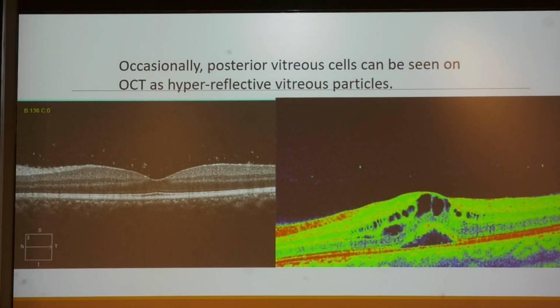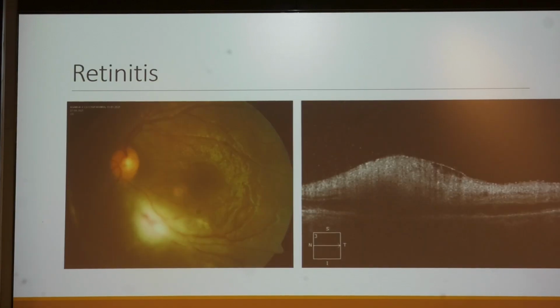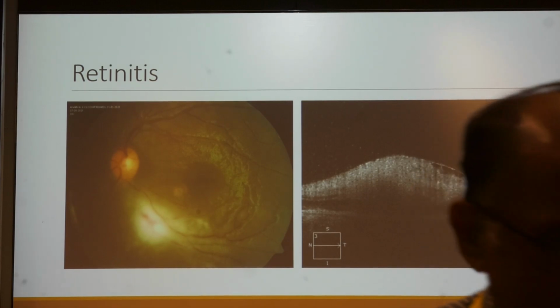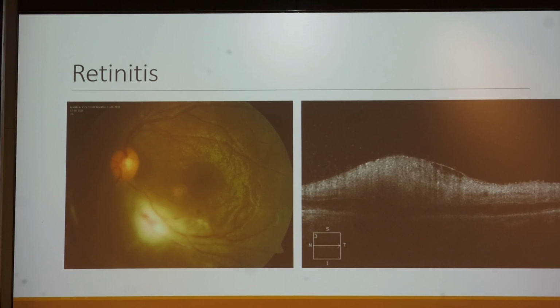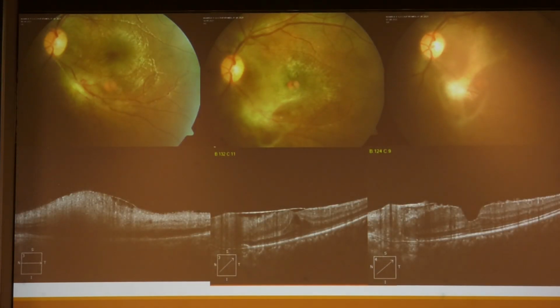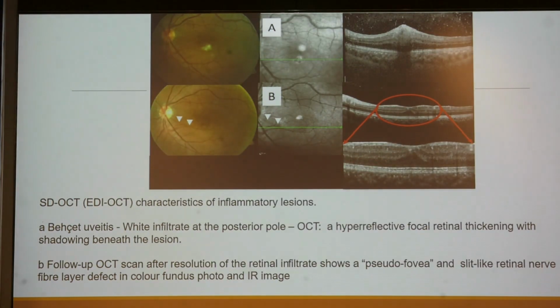Now coming to posterior uveitis, occasionally posterior vitreous cells can be seen in an OCT as hyperreflective vitreous particles with or without CME. Now coming to a retinitis lesion, OCT shows hyperreflective thickening of the retinal layers with shadowing, and in this picture you can see posterior vitreous cells. It also shows an active retinitis lesion, and the same lesion responding with treatment showing thinning of the lesion and disappearance of the vitreous cells.